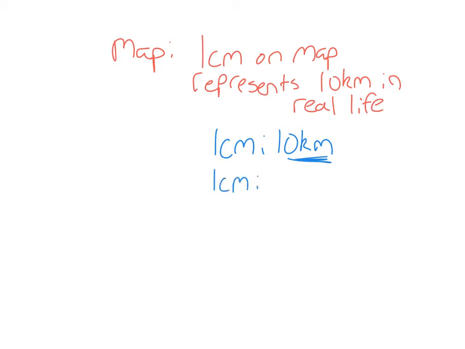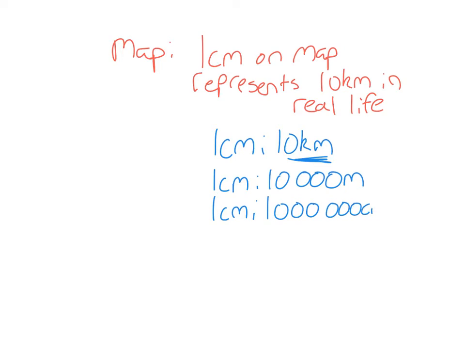So 10 kilometers would be 10,000 meters. And if I want to go to centimeters, I times by 100. So 10 kilometers is actually 1,000,000 centimeters. And when you have a ratio where the units are the same, you can just drop the units. So the scale is 1 to 1,000,000. So if 1 centimeter on a map represents 10 kilometers in real life, the scale is 1 to 1,000,000.